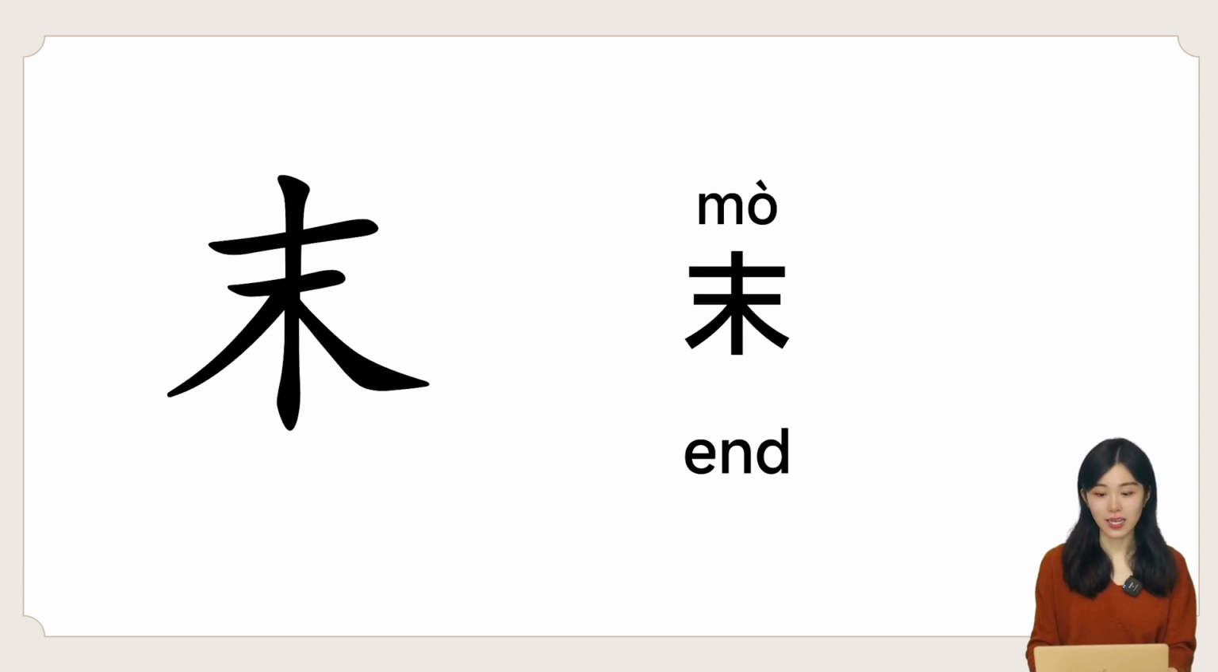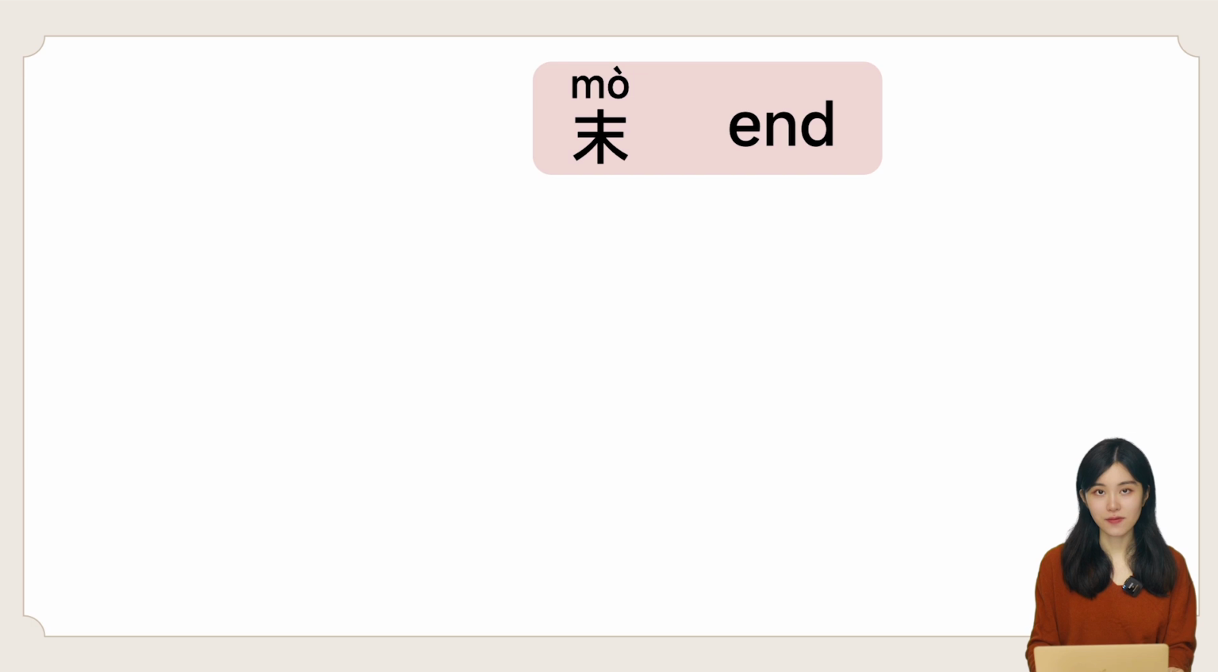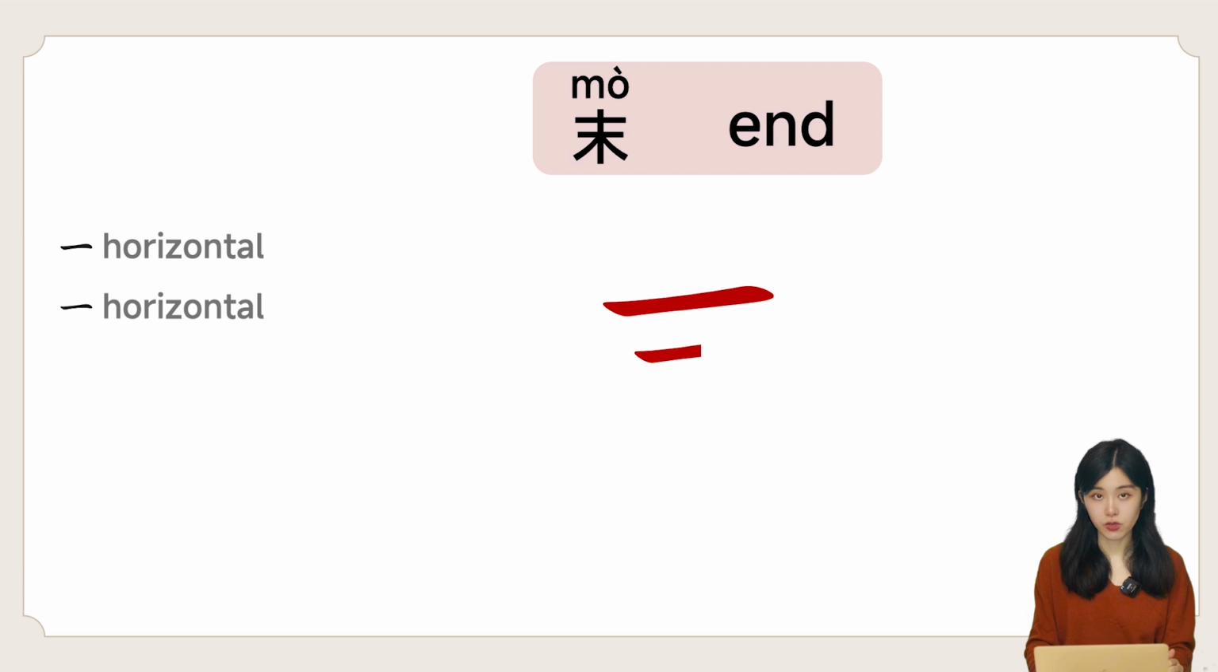Let's see how to write it. We should write the horizontal stroke first and then the vertical stroke. And also, we should first write the left falling stroke, then the right falling stroke. So for the whole character, we should write it from the top to the bottom. First, we write the horizontal stroke on the top. Next, horizontal stroke in the middle. Then, a vertical stroke goes through these 2 horizontal strokes.